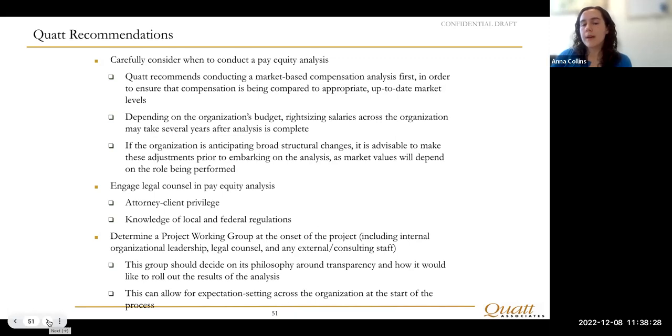We also really recommend working with a legal counsel so that you've got attorney-client privilege and knowledge of local and federal regulations. It's just never a bad idea to have either internal or external legal counsel involved in pay equity.